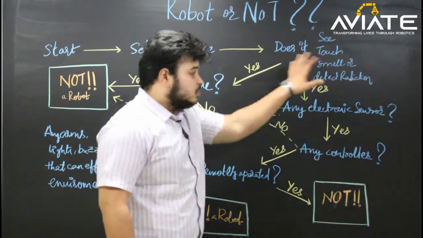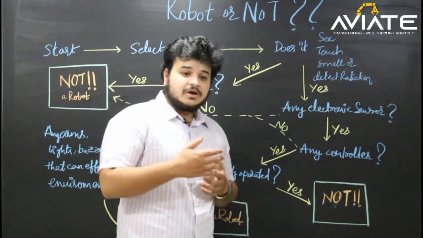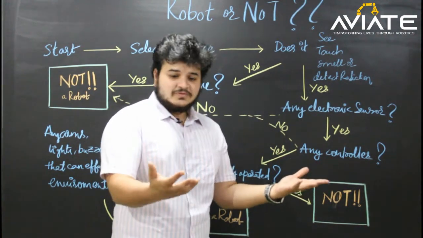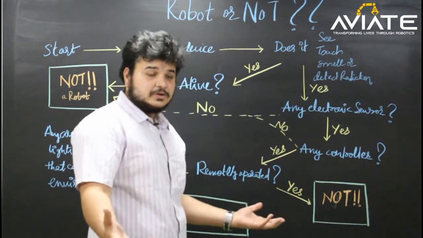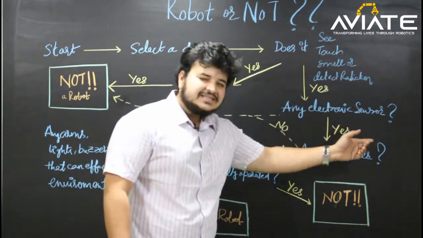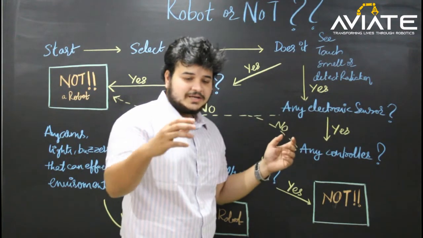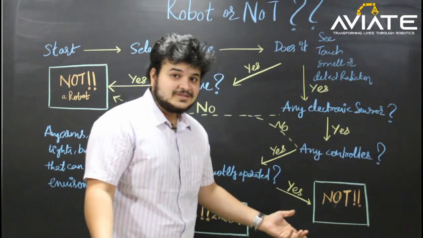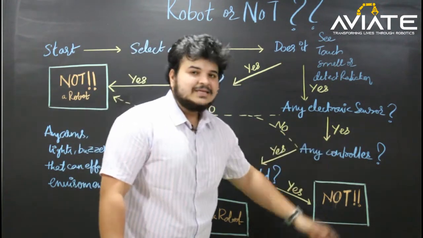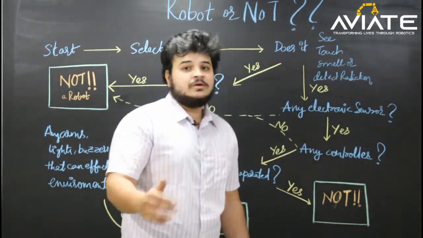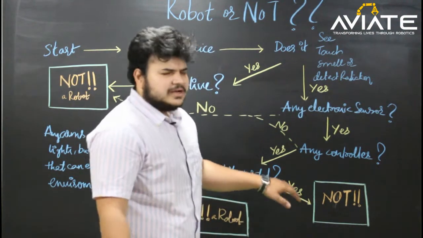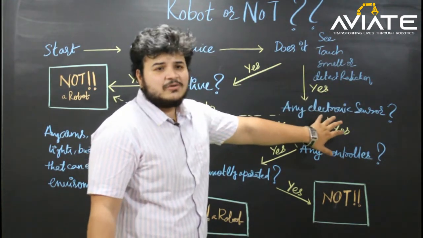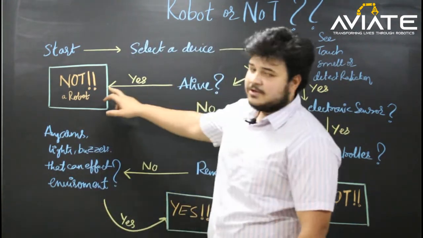But if it is not alive, but it is still able to sense any of the five typical senses that we have, then obviously you need to check, is it having any kind of electrical or electronic sensors embedded in it? Then if it is having electronic sensors, the next check is, is it having a controller inside it? But there are very rare cases. If it is able to see everything but is still not having an electronic sensor, obviously it's not a robot.